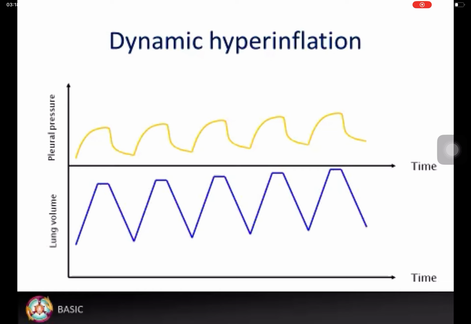The net result is progressive hyperinflation of the lung with a corresponding increase in pleural pressure. This results in a fall in venous return, and if severe enough, can result in cardiac arrest. The simplest way of diagnosing and treating this problem is to disconnect the patient from the ventilator. The diagnosis is confirmed by an immediate rise in blood pressure.